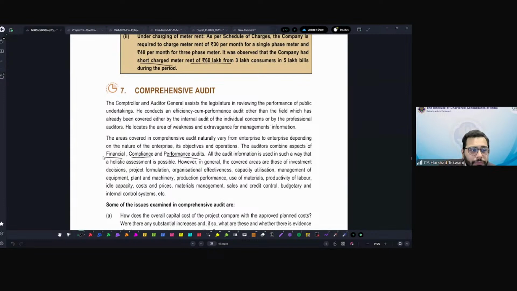So if you perform financial plus compliance plus performance together, if you perform all the three audits together, that is nothing but your comprehensive audit, because you are covering all the aspects. You are covering the compliance part, the financial part, the performance part. That is a comprehensive audit, which will involve all the three aspects.